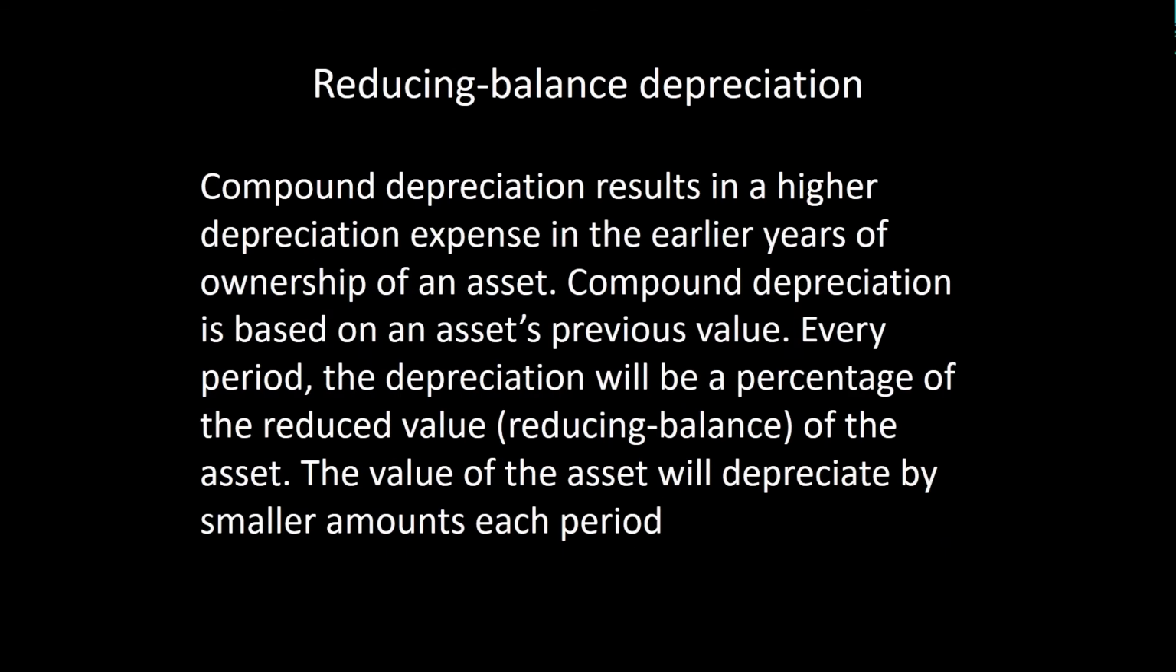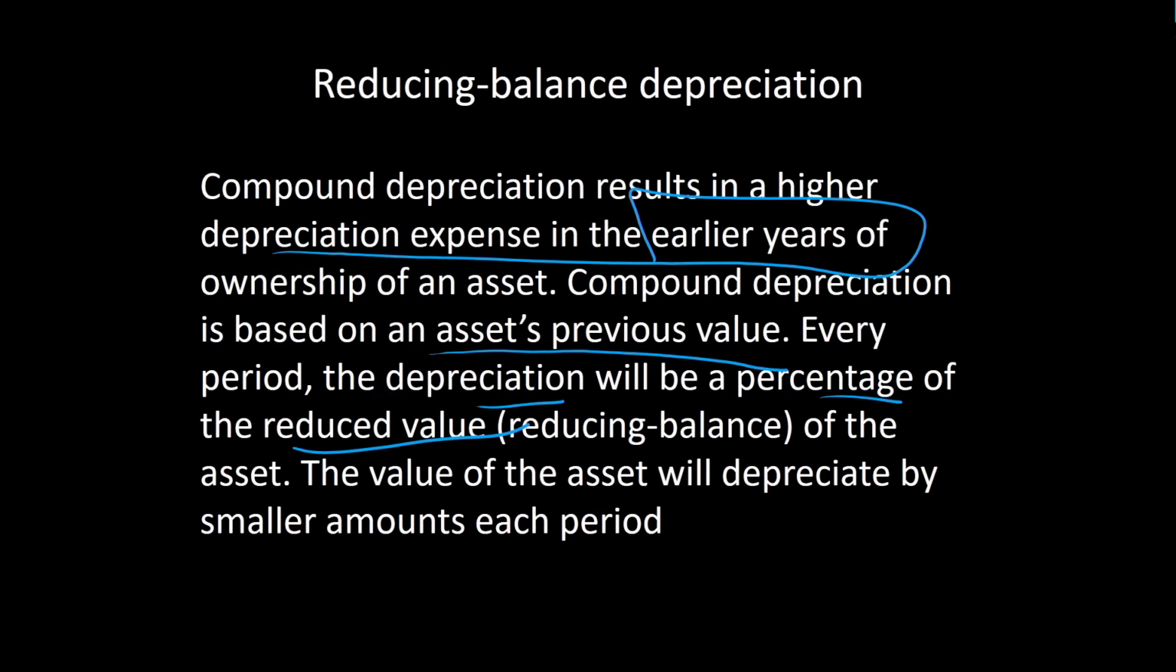Okay, in reducing balance depreciation, which was that second formula we looked at there, compound depreciation results in higher depreciation in the earlier years of ownership of an asset. And why is that? That's basically because compound depreciation is based on a reducing balance. So it's based on the asset's previous balance. And when you work out compound depreciation, every period, the depreciation will be a percentage of the reduced value. So we take into account that the value of the asset has reduced in the previous period.